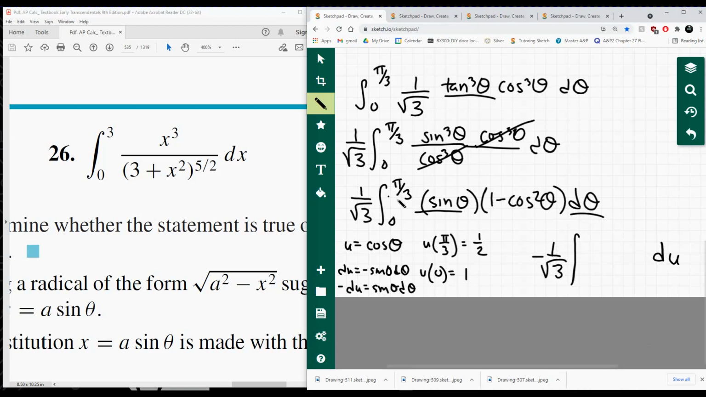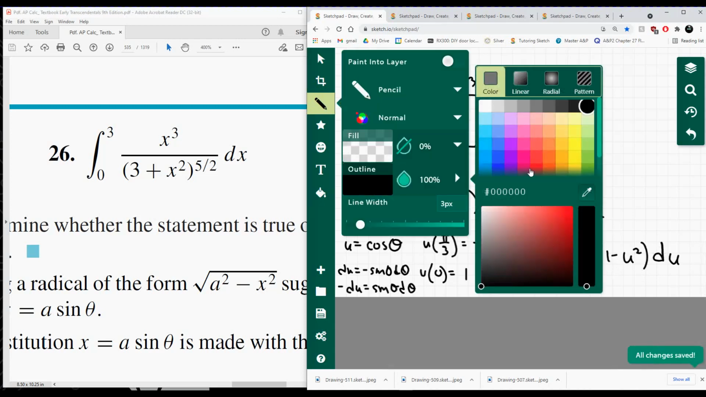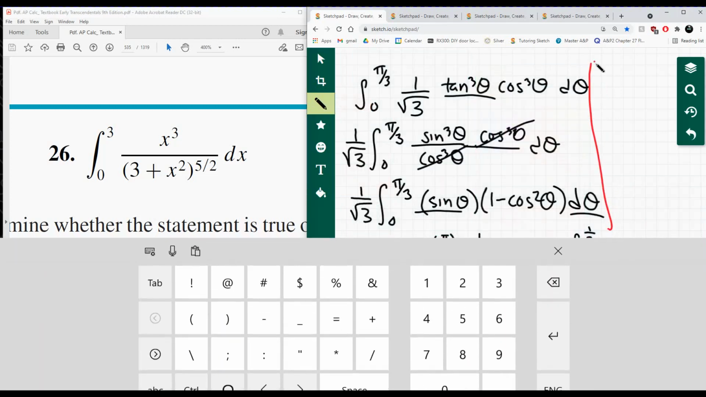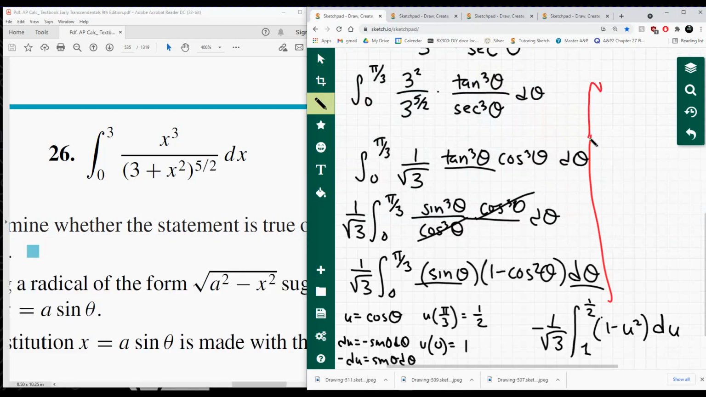And what's quite interesting is that the limits actually have it so that we have a smaller number in the numerator and a bigger number in the denominator, which we will account for with this negative when we flip it. We'll see that in the next step. And we're just left with 1 minus u squared. So in red, if I were to add some more space, the first thing I'm going to do is get rid of the negative by switching the limits. So we have a positive 1 over rad 3 integral from 1/2 to 1, 1 minus u squared du.